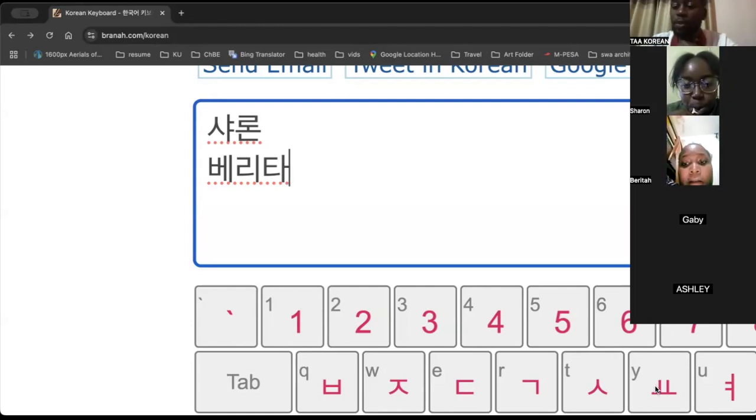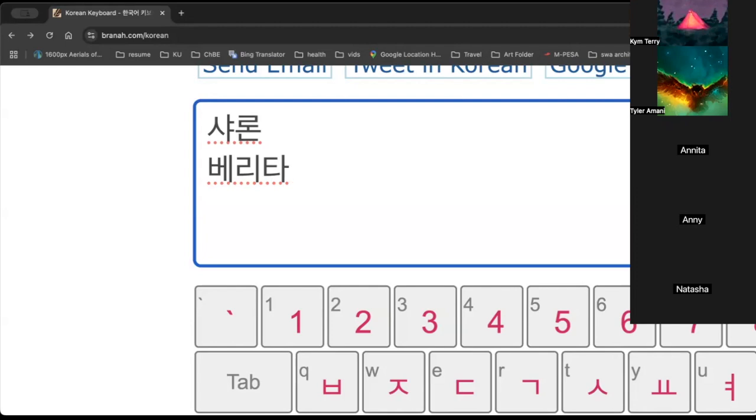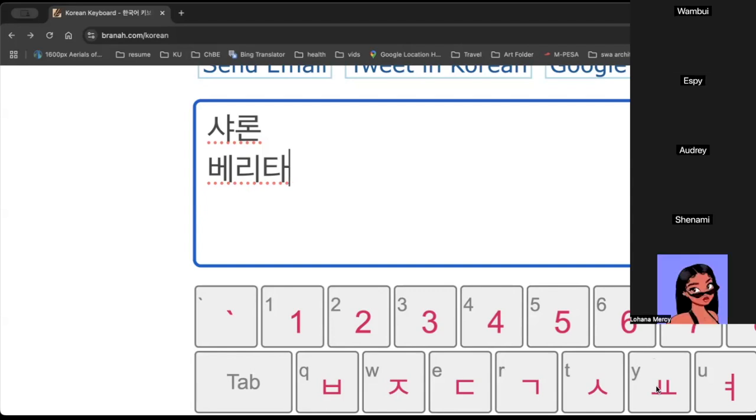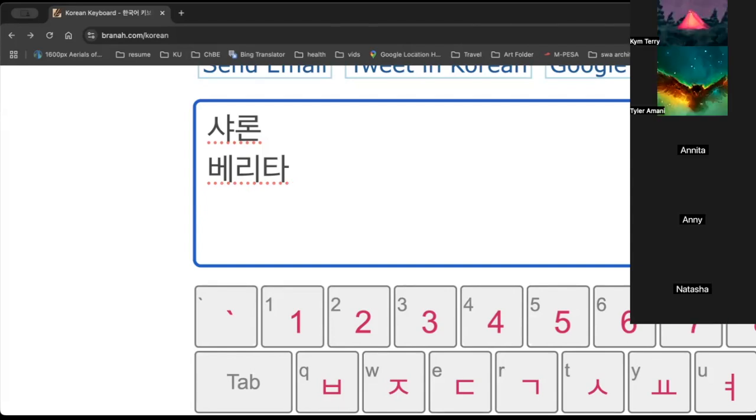Ashley's name also ends with an E. Terry's name also ends with an E. Amani's name ends with an E. Tyler's name still ends with an O sound in Korean, which is still a vowel. Anita ends with an a vowel. Annie ends with an E, which is still a vowel. Natasha, a vowel. Wambui, E vowel. Nancy, still with an E vowel. In fact, out of all these names, no one's name has a batchim. Only Sharon's name has a batchim in Korean.